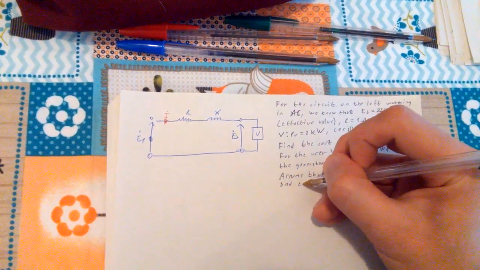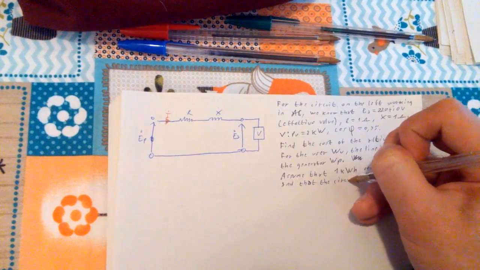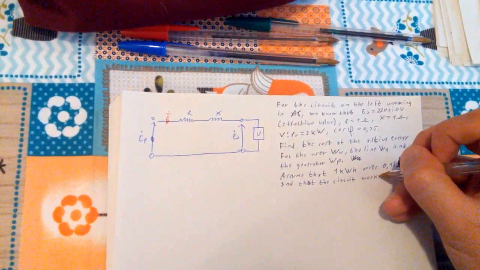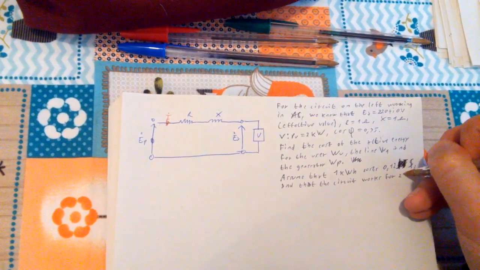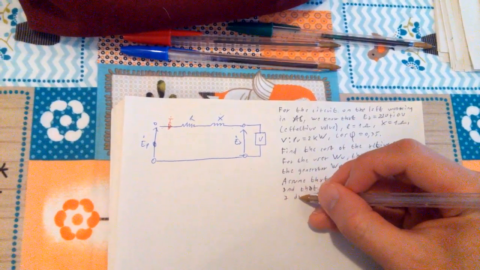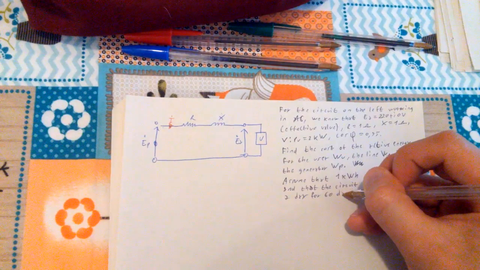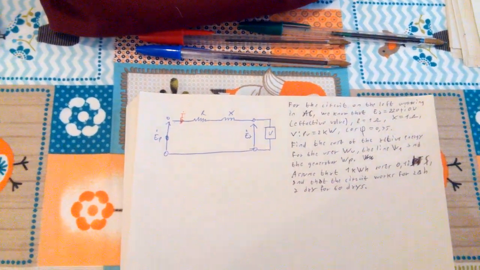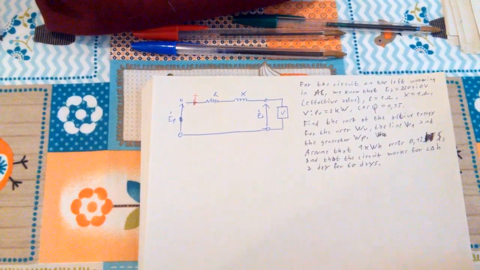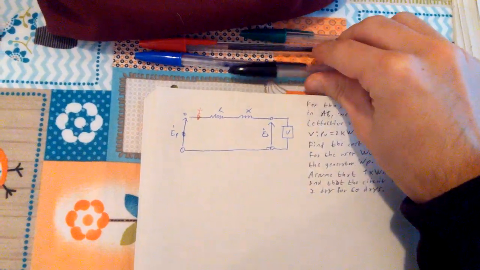And that the circuit works for 24 hours a day for 60 days. Okay, so 4 minutes only to write what the problem was saying and the circuit itself.